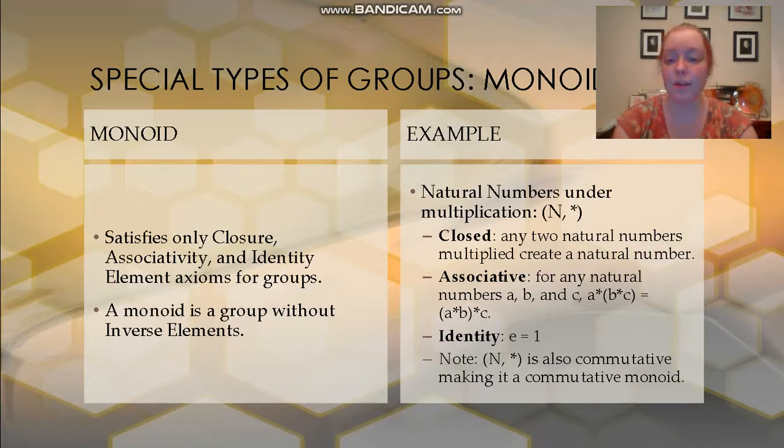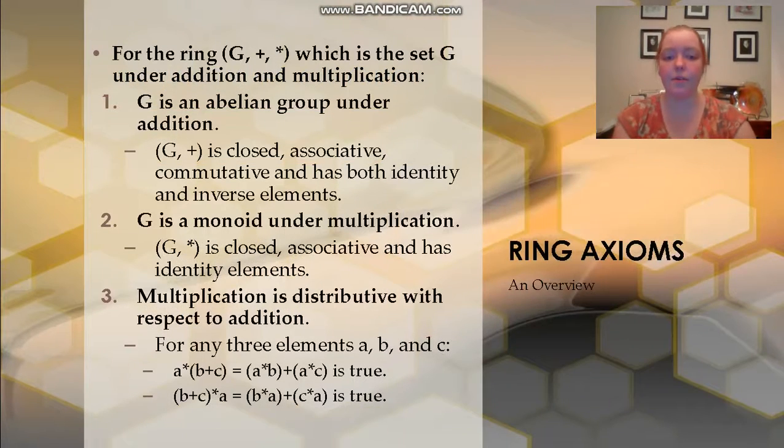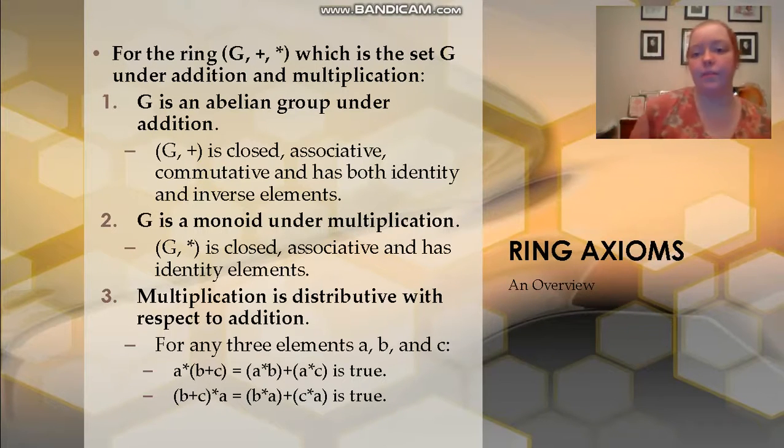However, there's one more thing to note here. It is also commutative. So the natural numbers under multiplication make up something called a commutative monoid. However, it is still not considered a group at this point because it does not have an inverse element. So now that we've covered groups, abelian groups, and monoids, we're going to get into what a ring is.